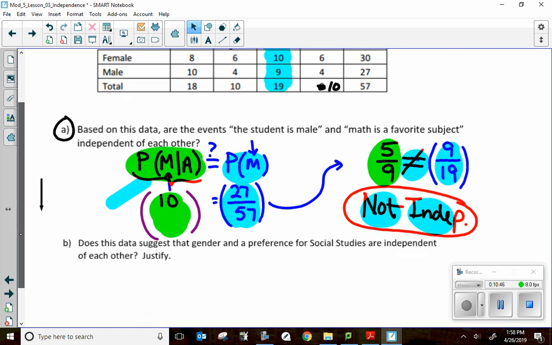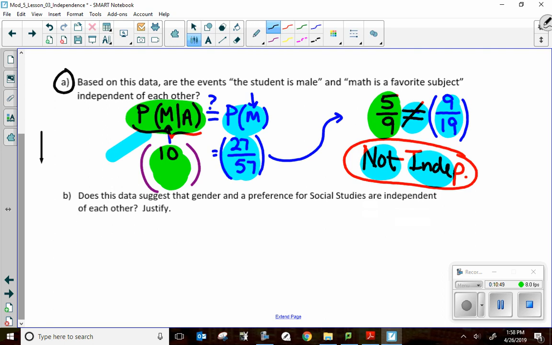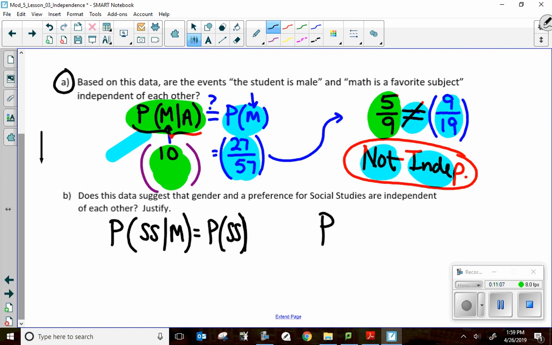Now, we need to suggest that gender, male or female. So this is what I'm going to do. The probability that someone selects social studies as their favorite, if they're male, does that equal the probability of social studies? And let's not forget, we'll try the other one too: the probability that someone would select social studies as their favorite subject given they're female. If they're independent, that should also equal the probability of social studies. It says, does this suggest that gender, it doesn't say male or female, so I'm going to try them both.